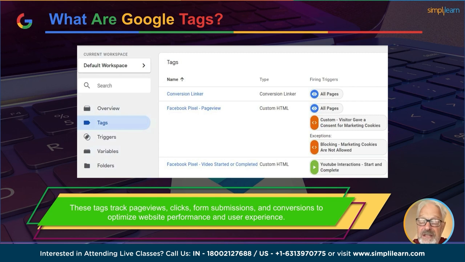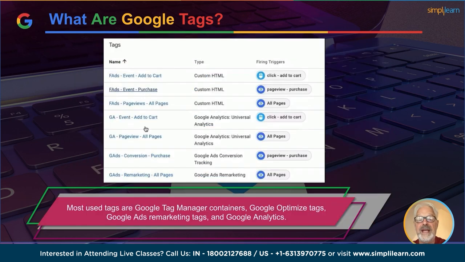So when somebody visits your website, it will trigger the tag. Then it will activate the ad in Google Ads or in Facebook Ads, and the person that visited your website will then receive a personalized ad. So in short, Google Tags not only provide important data on user behavior, but you can also use that data to improve your website and your marketing efforts.